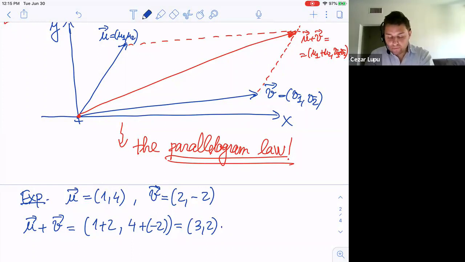Okay, now there's one other thing, and you might expect this from operations with matrices.